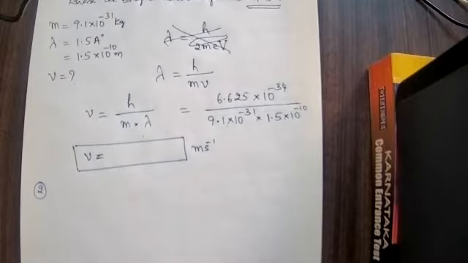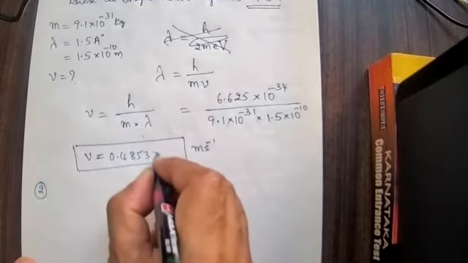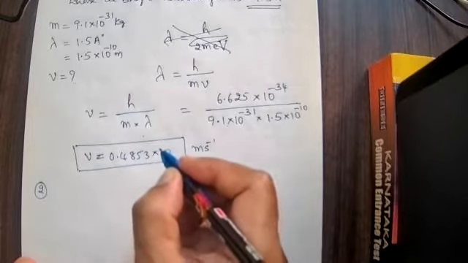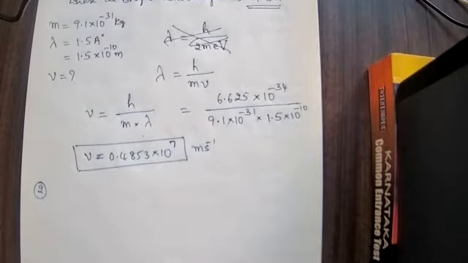Quickly you have to solve it. Somebody is showing 0.4853 times 10 to the power plus 7, so I am writing that. 0.4853 times 10 to the power plus 7, yes, that is the correct answer. Only one person got the correct answer.